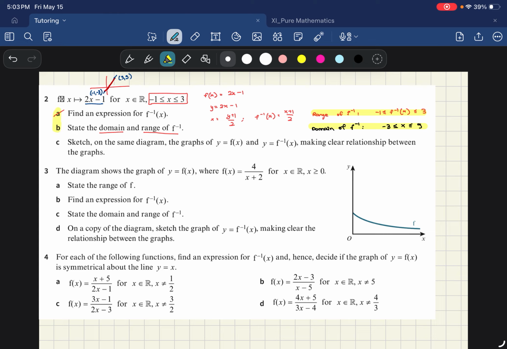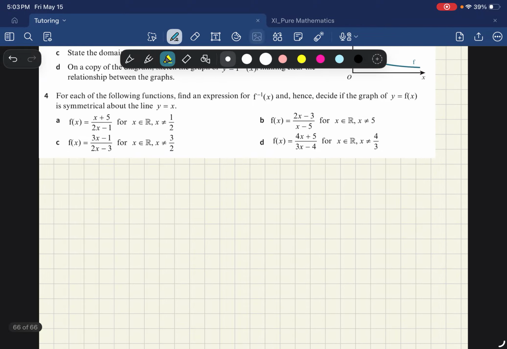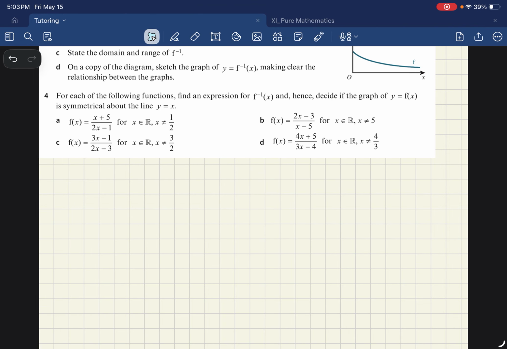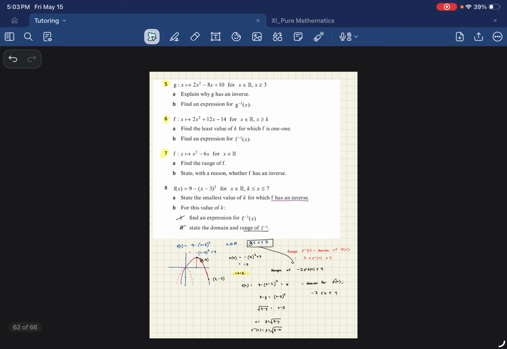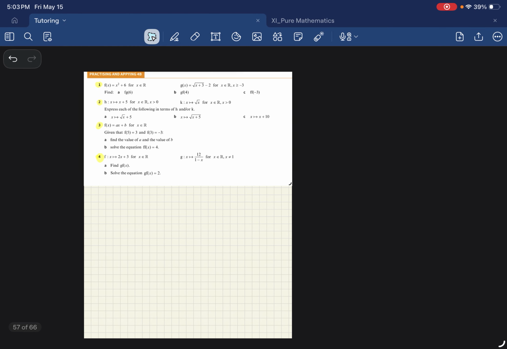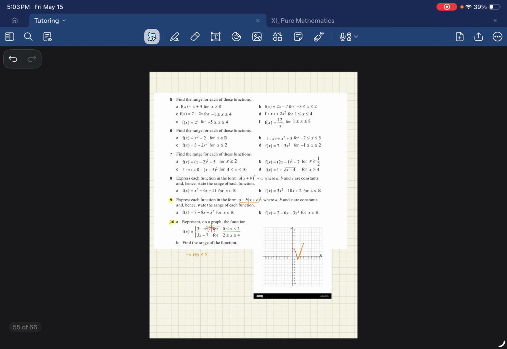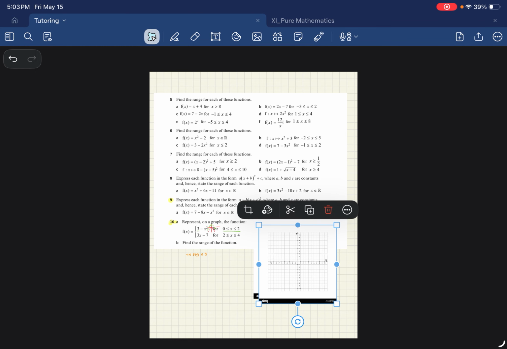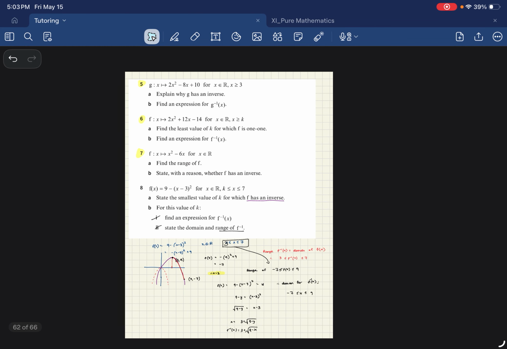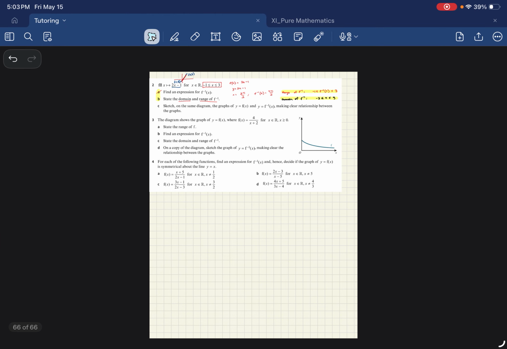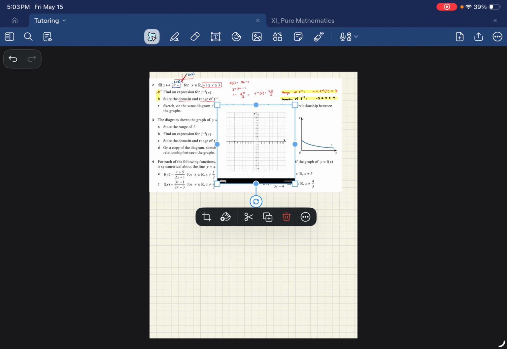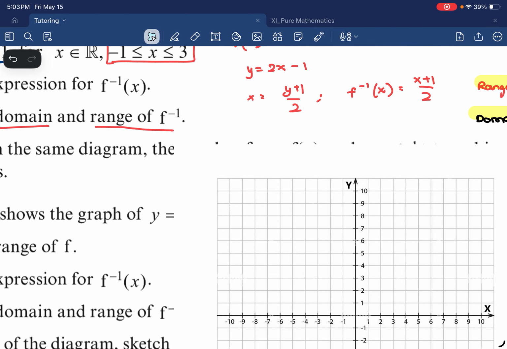And part C says, sketch on the same diagram the graphs of y is equal to f of x and y is equal to f inverse of x, making a clear relationship. All right. So I don't have my coordinate axes. Let me find my coordinate axes first. I probably have it somewhere. Okay, I have it here. So I'm going to duplicate, I'm going to cut, and I am going to paste it here. All right. So now let's go here, and we are going to plot 2x minus 1.